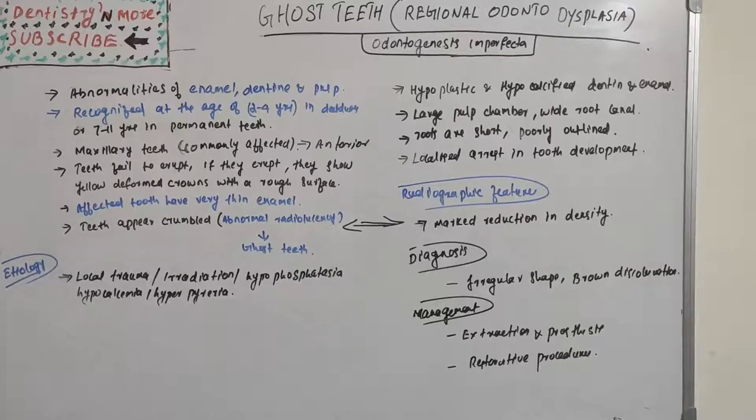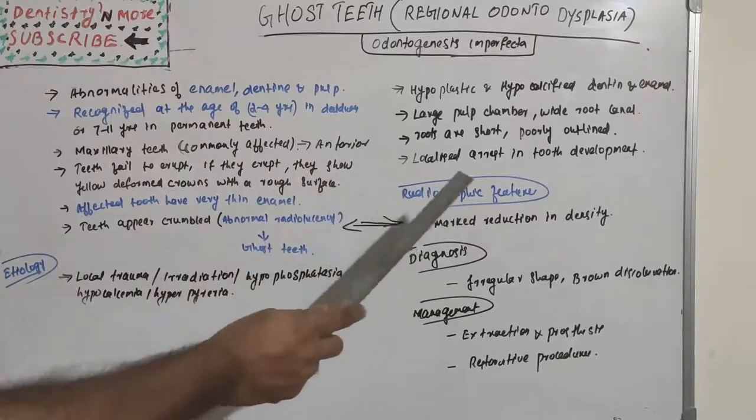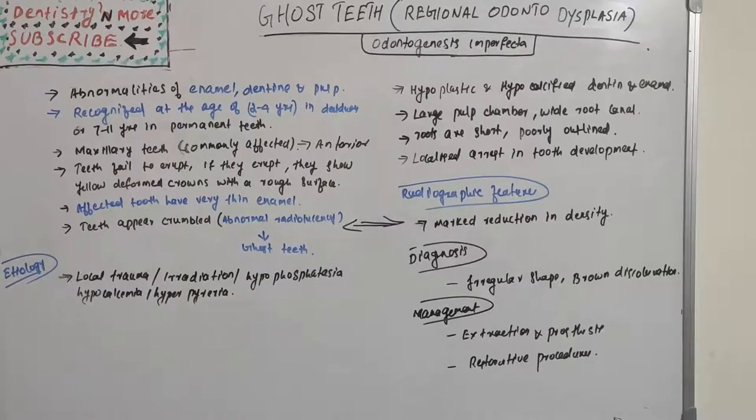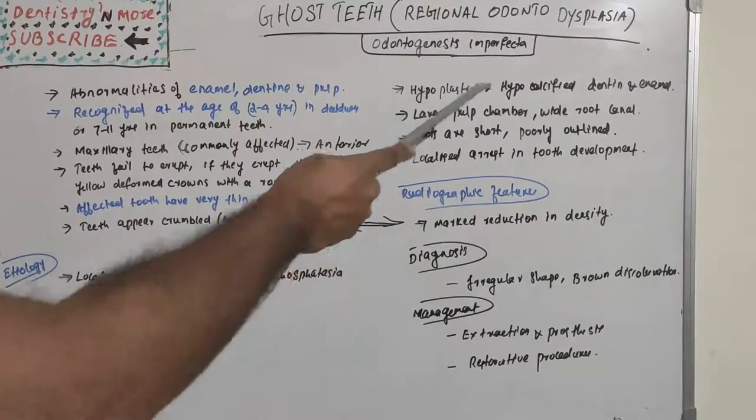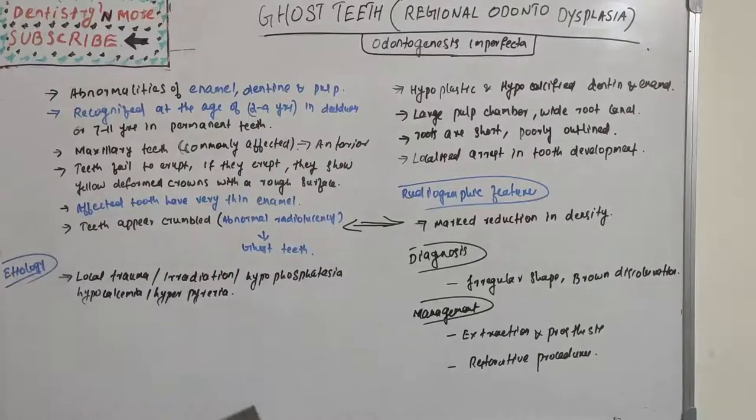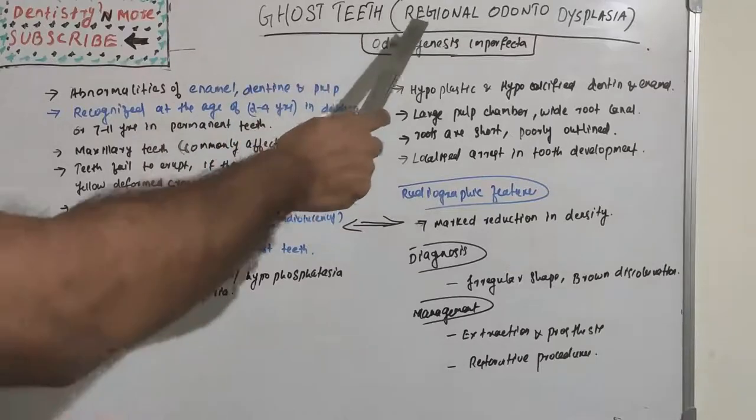The affected tooth have very thin enamel and these teeth appear as crumbled, because of its peculiar radiographic feature. It shows abnormal radiolucency, that is marked reduction in the radio density. So the abnormal radiolucency makes the tooth a ghost appearance. That's why it's known as ghost teeth, because the hypoplastic, hypocalcified dentine and enamel with large pulp chamber make it a ghost appearance. There will be a big pulp chamber, very thin enamel, very thin dentine. That is why it's known as ghost teeth, and it is regional odontodysplasia.